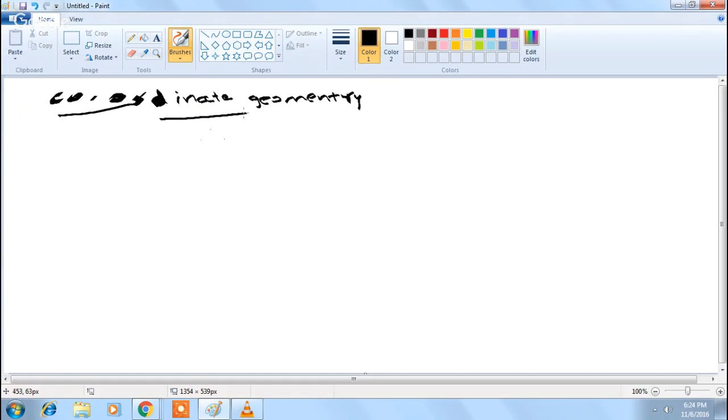Right. In this session, we are discussing the basic concepts of coordinate geometry. First thing, what is a coordinate system?